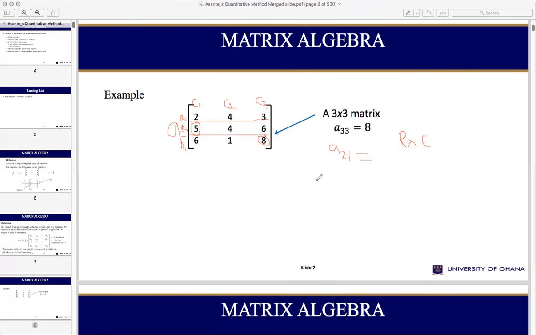Okay, so what if you are told to look for A23? What will it be? So second row, column 3, 8. Wait, so in that whole thing, this one is the second row. The second row is 4, and then column 3.